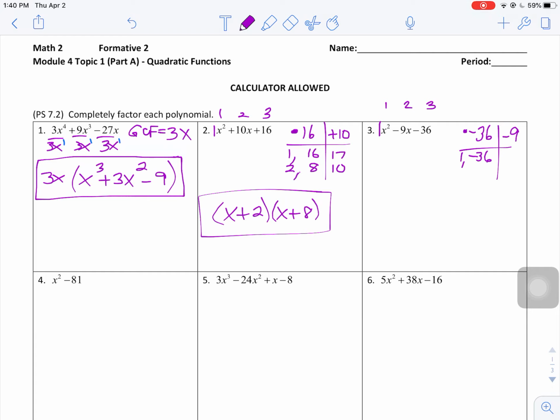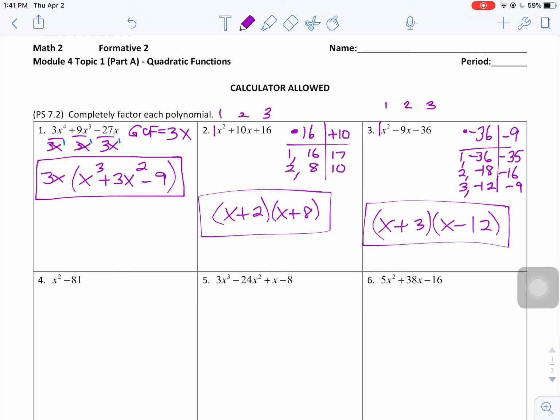So 1 plus negative 36 is negative 35. That doesn't work. Let me try 2. So 36 divided by 2 is 18. Put the negative sign on the larger number. 2 plus negative 18 is negative 16. That doesn't work. Let me try 3. 36 divided by 3 is 12. Put the negative on the larger number. 3 plus negative 12 is negative 9. So that does work. So then I just get ready to write my answer. X plus 3, x minus 12.